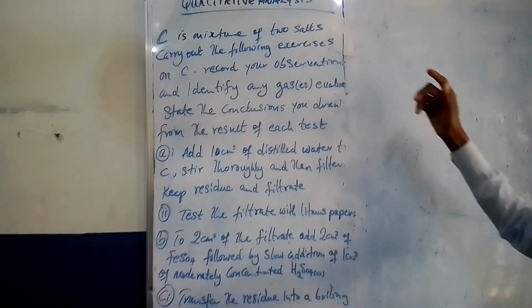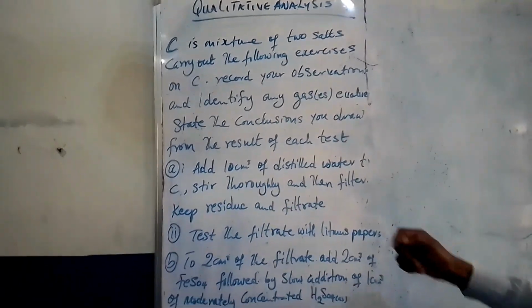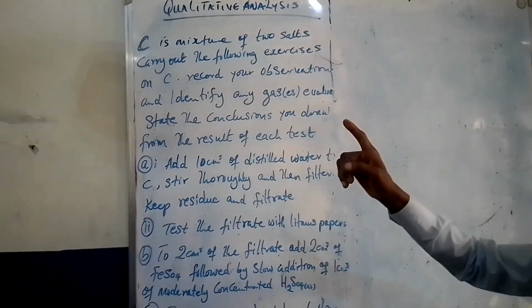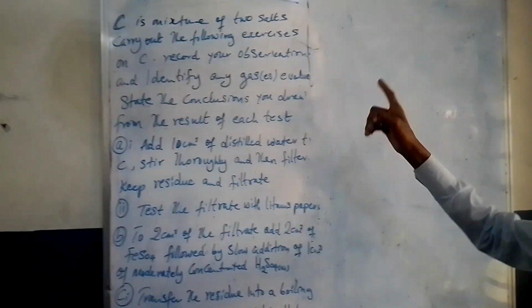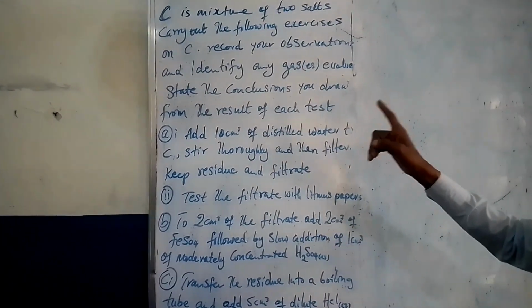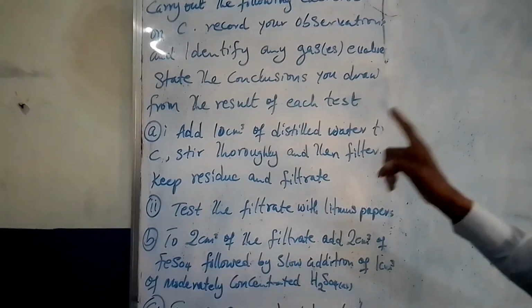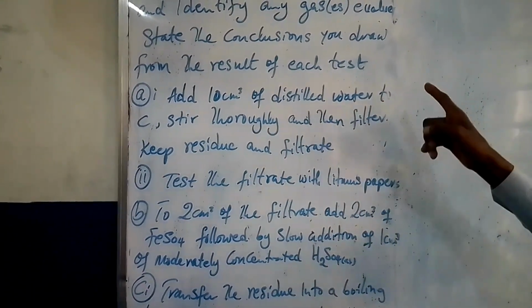In this qualitative analysis, we are going to work on a mixture of two salts, just like the question said. C is a mixture of two salts. Carry out the following exercises on C. Record your observations and identify any gas or gases involved. State the conclusion you draw from the results of each test.